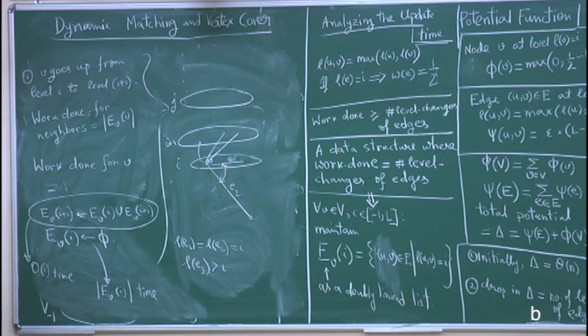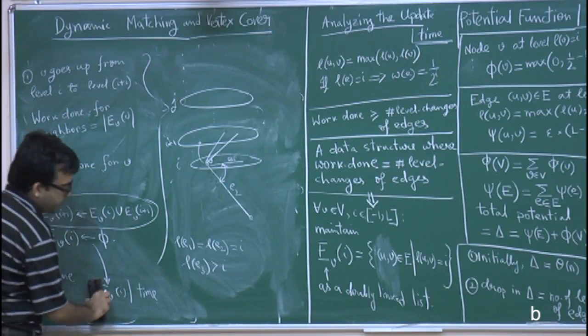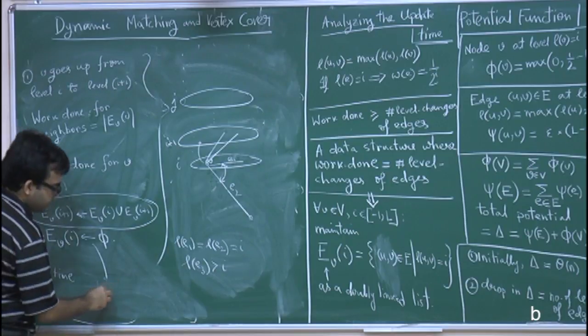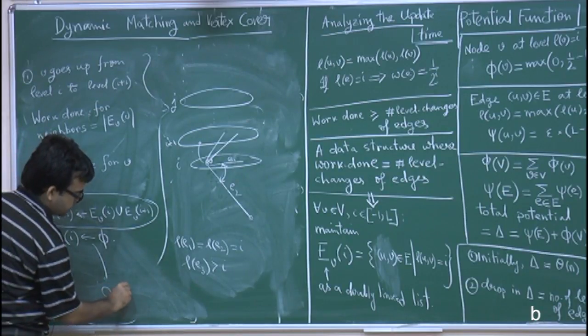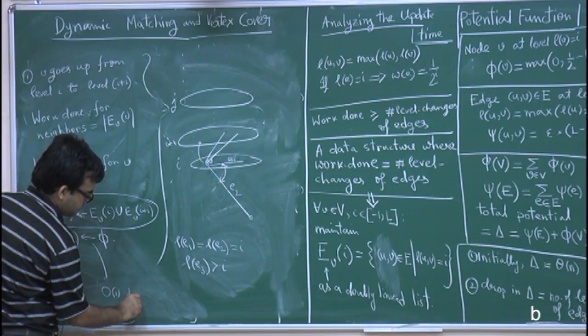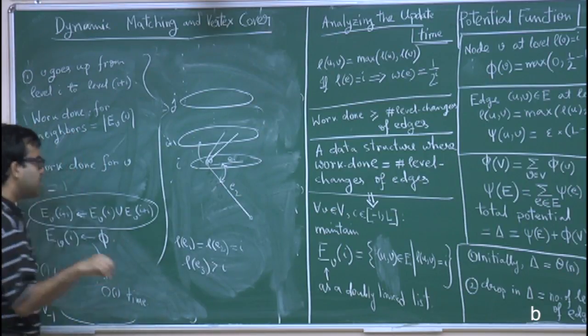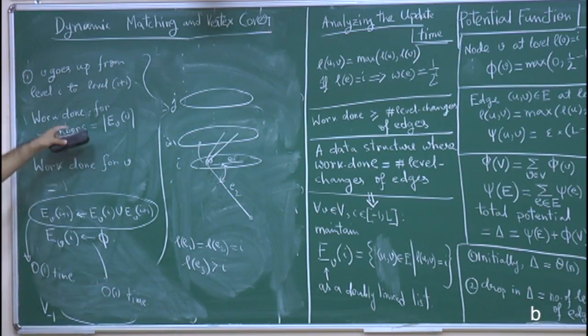Can you speak a bit loudly? So, when edges in EV of I move up, actually we don't delete that list, we just append it to EV of I plus 1. Oh, okay, fine. You are saying that this will also need constant time, correct? Correct. Fine. But still it is overall EV of I, right?